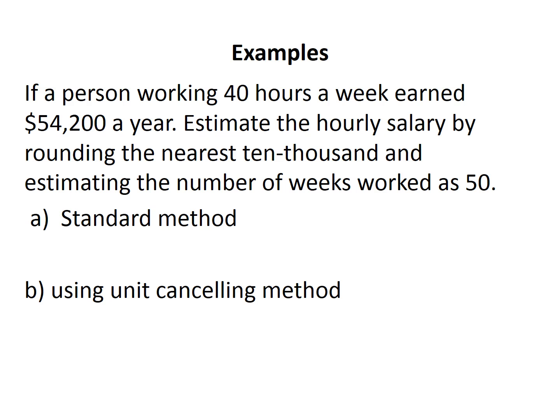A person working 40 hours a week earned $54,200 a year. Estimate the hourly salary by rounding to the nearest 10,000 and estimating the number of weeks worked as 50. So this time we want to find the hourly salary. So we're going to take the total amount earned and divide by the number of hours.